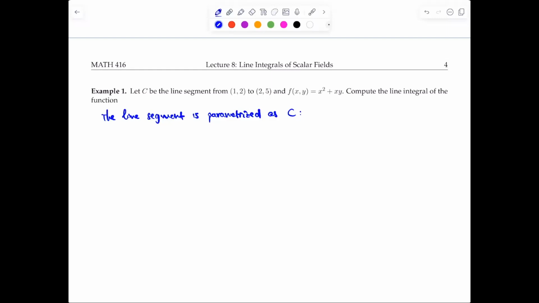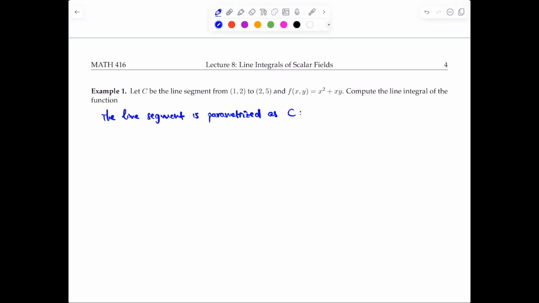Very simple. You do 2 minus 1 for the first component and 5 minus 2 for the second. That's the direction, because it tells you how to go to that point. So 2 minus 1 is 1, 5 minus 2 is 3. And this is your parametric equation of the line segment connecting the points (1, 2) and (2, 5).